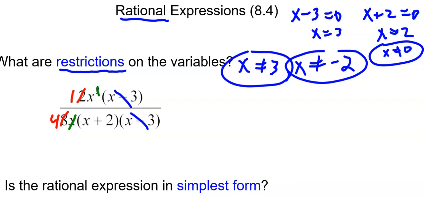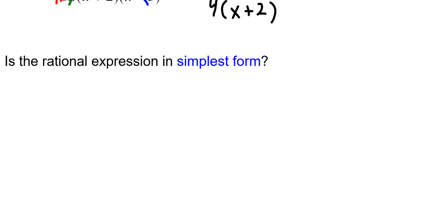And I think we may have simplified it. So now the numerator would be just x. The denominator would be 4 times x plus 2. And you could distribute that, that would be fine. But there's no more canceling to be done, so it's in simplest form there.